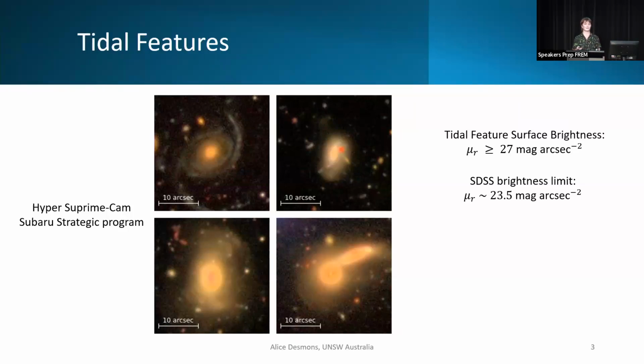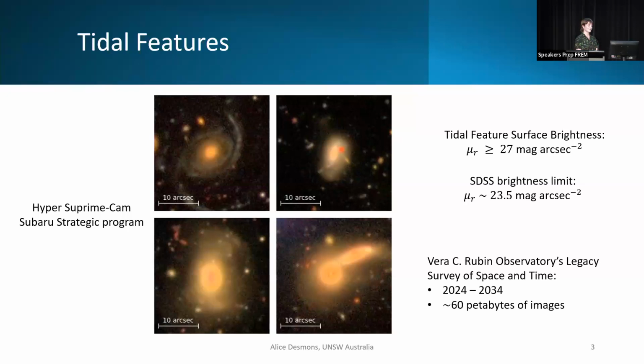And secondly, we lack automated classification mechanisms to assemble tidal feature samples, which means that they're mainly assembled through visual classification. Now that becomes a really big problem for large imaging surveys like LSST, which is going to run over the next 10 years and output billions of galaxy images, which I just don't want to visually classify.